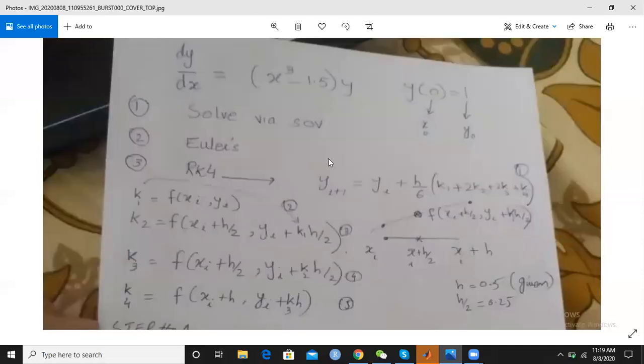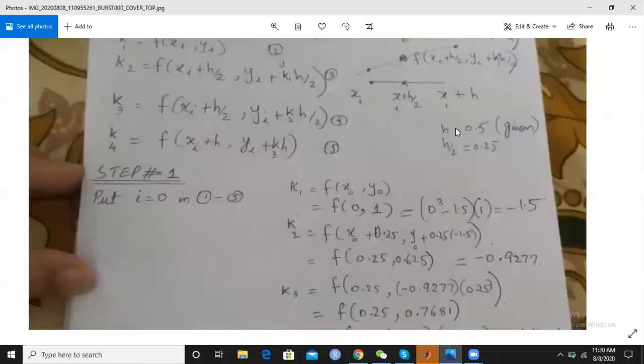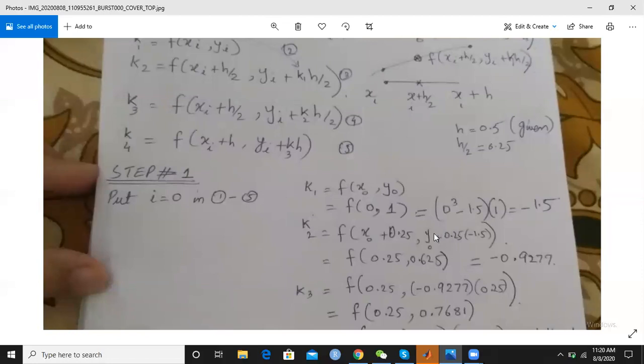Now look at f of x, y. This is f of x, y. So 0 cube minus 1.5 times 1. You will get minus 1.5. Now the next step is to change the inputs.